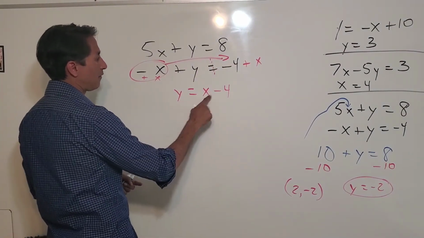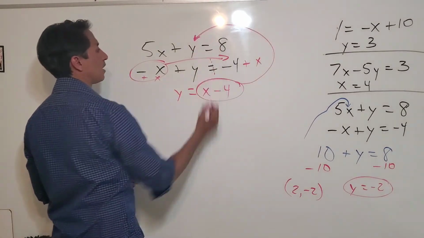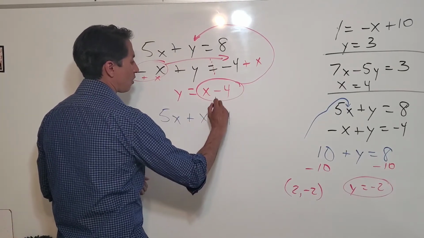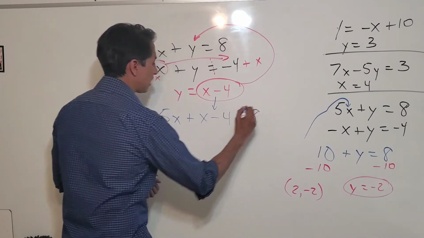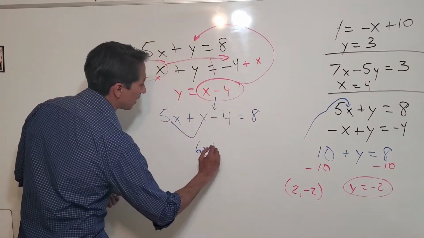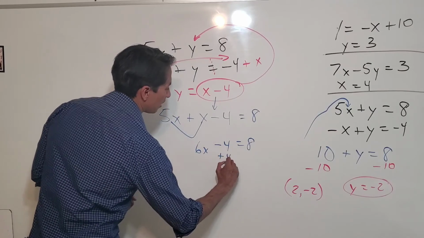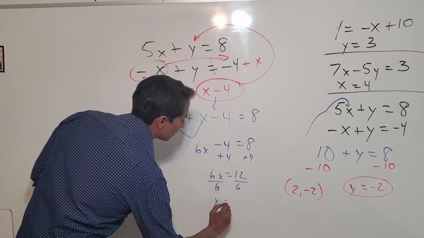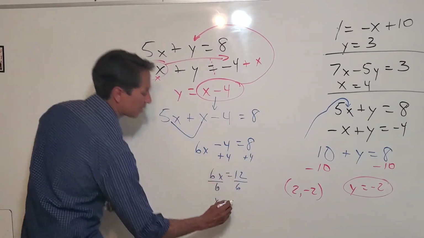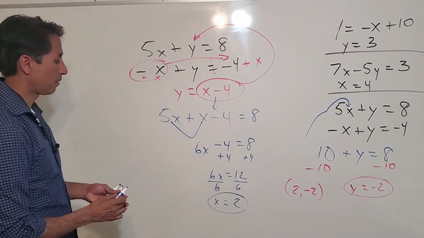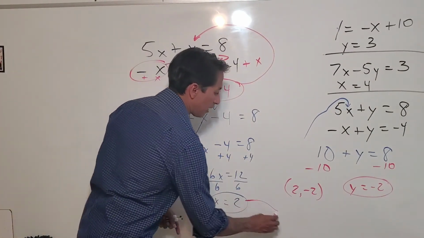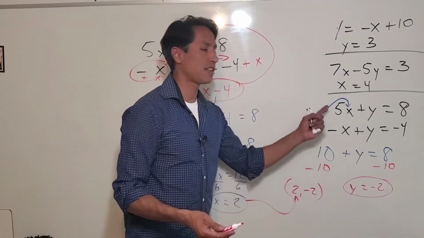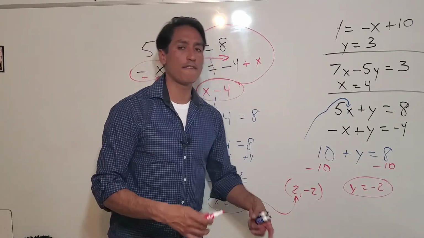Okay, now I have this. So this guy can get plugged in right there. I end up with 5x plus x minus 4, right? Because I just insert it, equals 8. 5x plus 1x is 6x minus 4 equals 8, plus 4, 6x equals 12, x equals 12 divided by 6 is 2, okay? And now I have my x value, right? I got the same number, so that's awesome. Now it's a matter of plugging it into the other equation, or one of the equations, to solve for y.